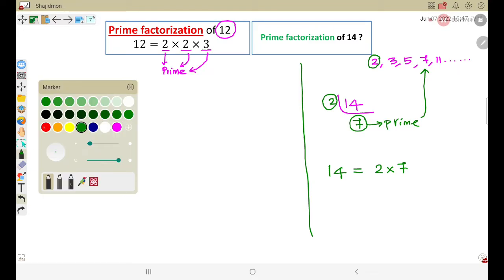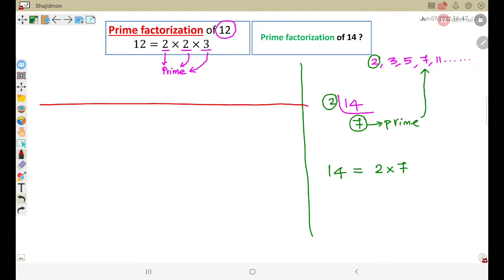Now let's go to another example, number 18. Just think about what the prime factorization of 18 is. As I told you, first think about the number 2. Can we divide by 2? Yes, correct. Only prime numbers: 2, 3, 5, 7, 11, and it continues like that. So first, can we divide 18 by 2 or not? Yes, we can divide. How many times does 2 come? 18 divided by 2 means 9.